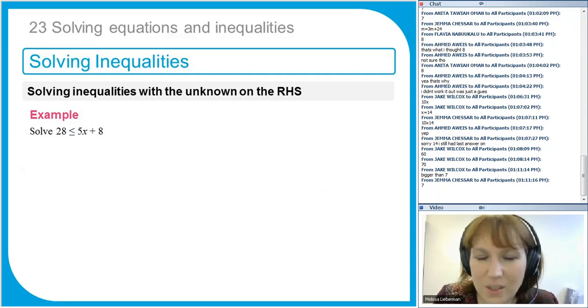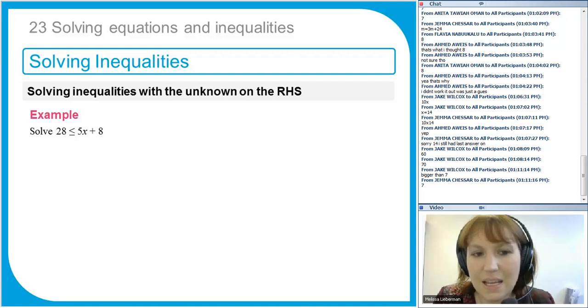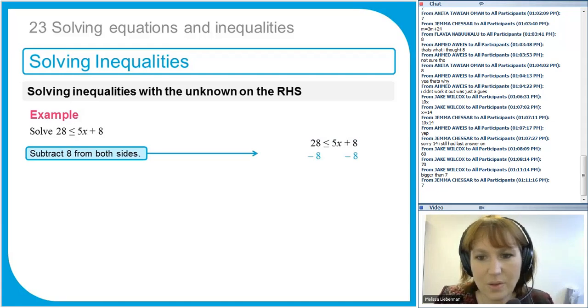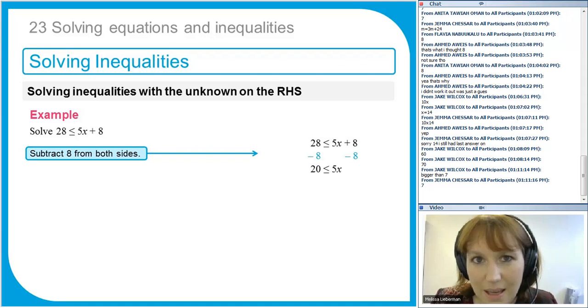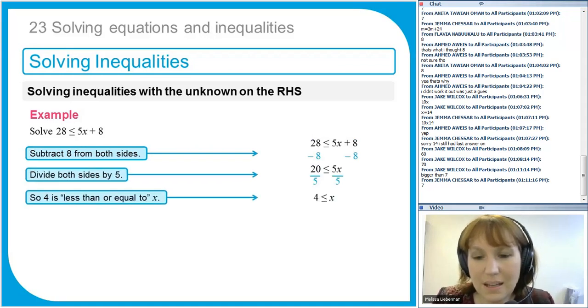So if we had it this way round, if we had 28 less than or equal to 5x plus 8, we just solved it in our normal way. So I would probably start by subtracting 8 from both sides to get the x on its own. So I would have 20 is less than or equal to 5x. Then divide both sides by 5 because I want to get the x on its own. That leaves me with 4 is less than or equal to x.